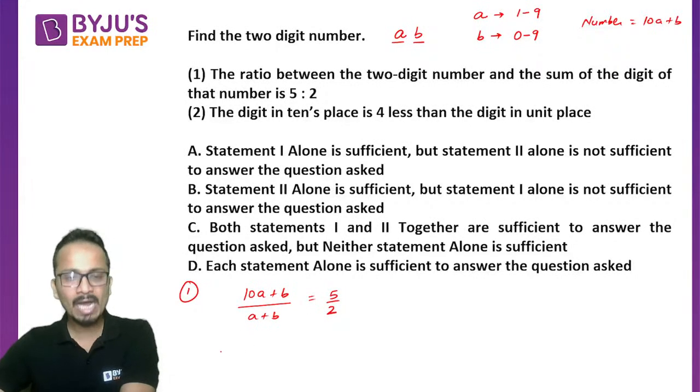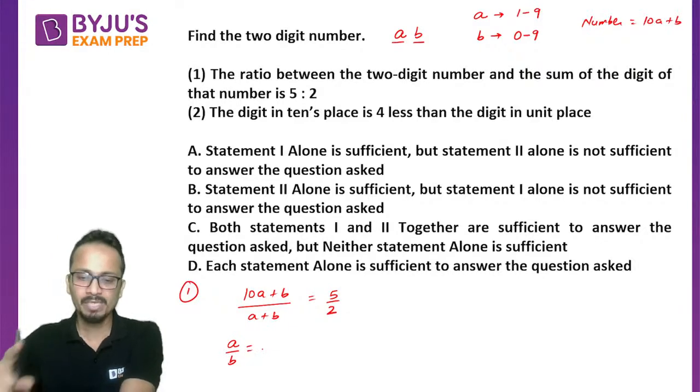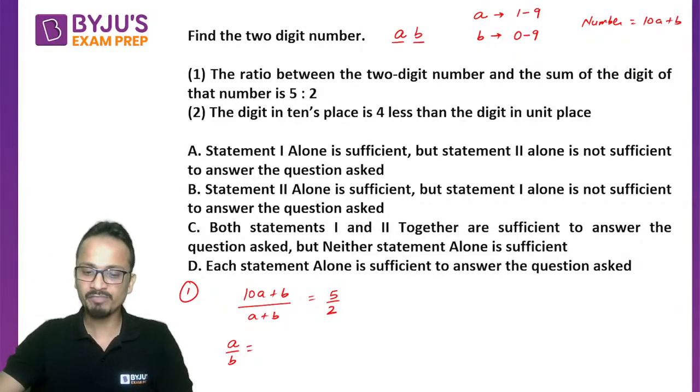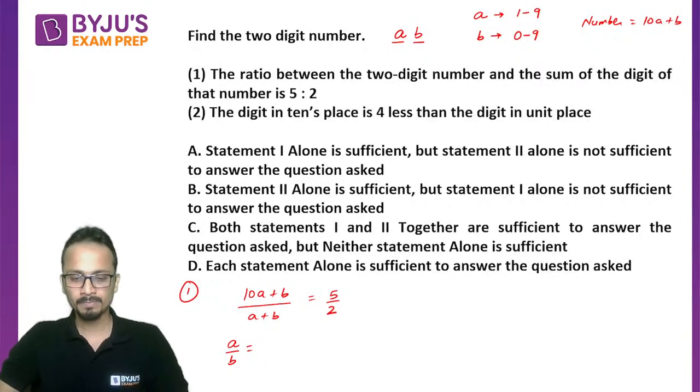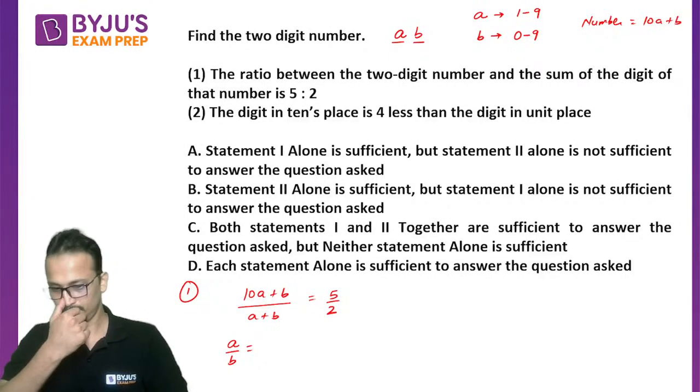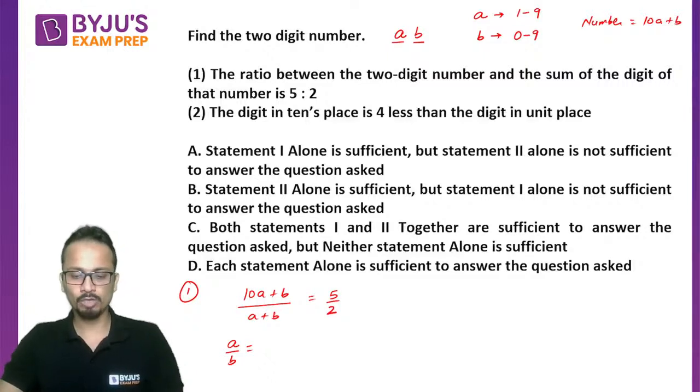Okay, now I am giving you 30 seconds. Quickly just do cross multiplication and give me the ratio of A and B. I am giving you 30 seconds. Give me the ratio of A and B. Yes, all of you.